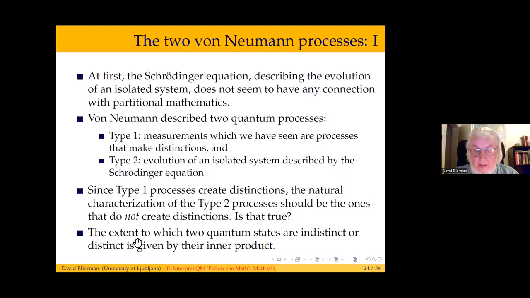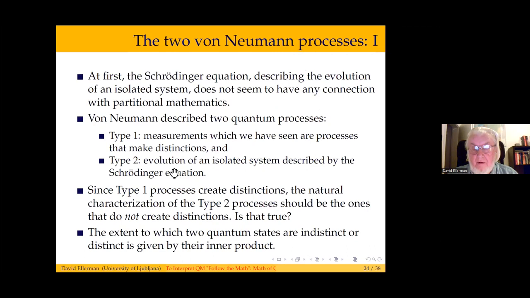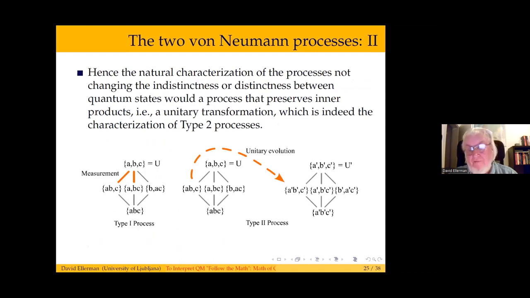Is that true? Well, how do you tell whether two quantum states are distinguished or not? Well, the extent to which they are indistinct or distinct is given by their inner product. So the natural characterization of the processes that are not changing the indistinctness or distinctness between states would be a process that preserves inner products. And that, of course, is the unitary transformation, the definition. And that indeed is a correct characterization of type 2 processes. So we see that the type 1 and type 2 processes are distinguished, analyzed in terms of our fundamental notions of distinctions or not. Type 1 make distinctions, measurements. Type 2 don't make distinctions. And the extent to which two states are distinguished is given by their inner product. And so the type 2 processes are correctly characterized by transformations that preserve inner products, and those are called unitary transformations.